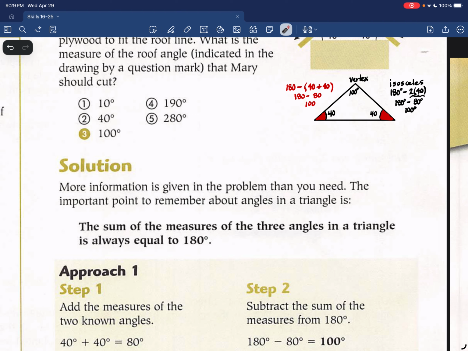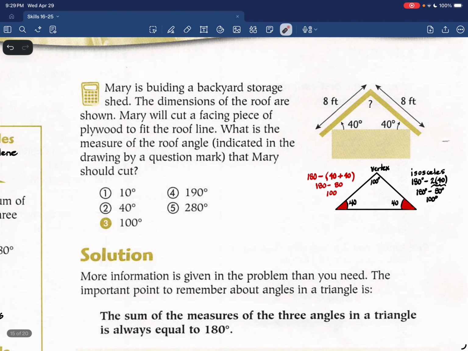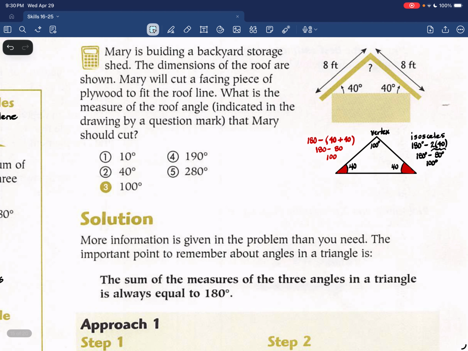More information is given in this problem than you actually need. We don't need to know the 8 feet. We are interested in the angles, not in the actual lengths. The important point to remember about angles in a triangle is that the sum of the measures of the 3 angles in the triangle is always equal to 180. So approach number 1, you can add the measures of the 2 known angles to get 80 and then subtract that from 180. And that's what I did with this red method. Let me see if I can make a copy of that.